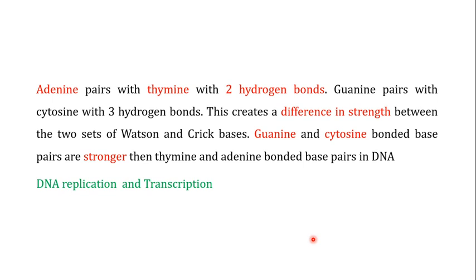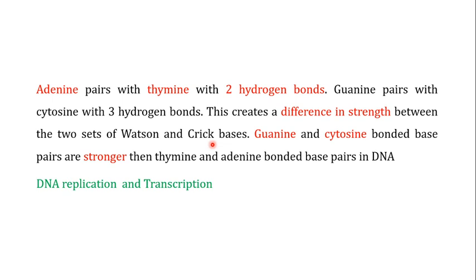Now why is this important? The adenine and the thymine make 2 hydrogen bonds, and the guanine and the cytosine make 3 hydrogen bonds. The interaction between the guanine and the cytosine, with 3 hydrogen bonds, is very much stronger as compared to the adenine and the thymine, which have 2 hydrogen bonds. So there is a difference in strength between the two sets of the Watson and Crick bases.